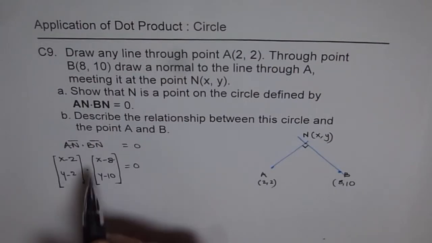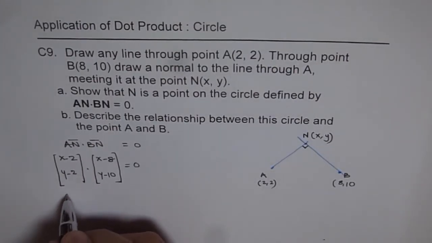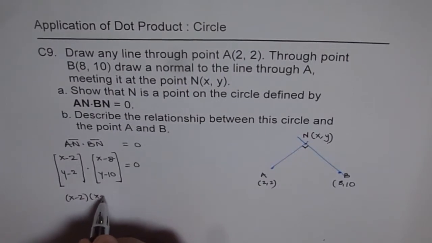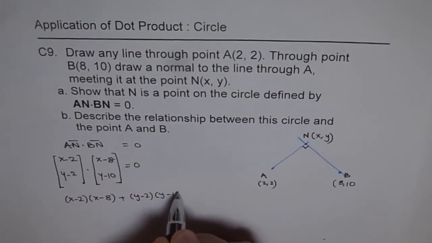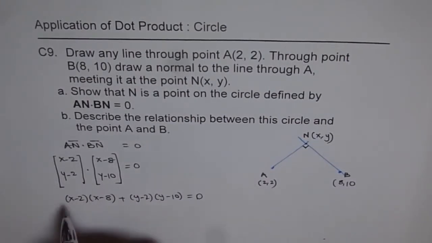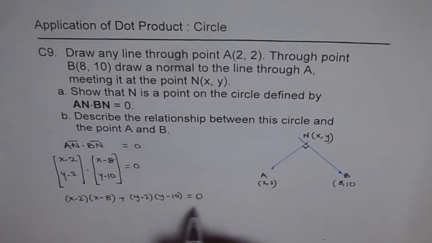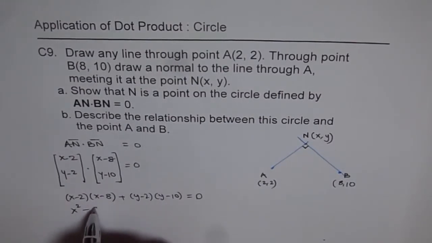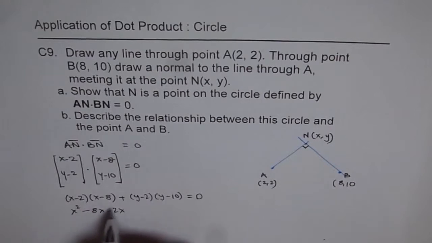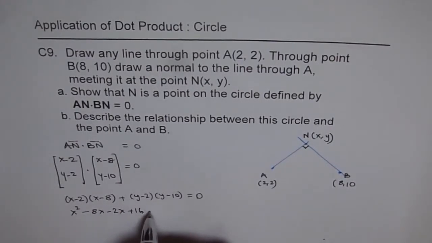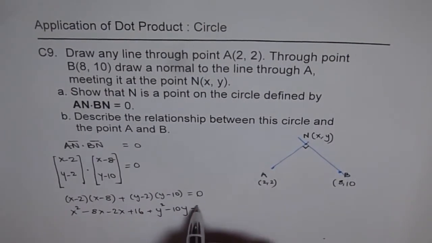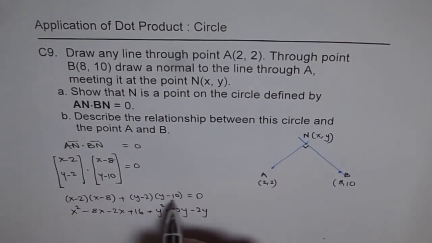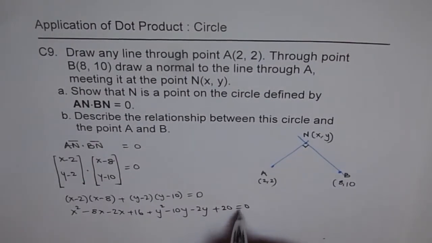Now let's see what this is. Let's expand and then see. So we get x minus 2 times x minus 8 plus y minus 2 times y minus 10 equals 0, right? So let's now see what we get from here. It is x squared, minus 8x minus 2x plus 16, and from here we get plus y squared minus 10y minus 2y, and then minus times minus becomes plus 20. That is what we get.